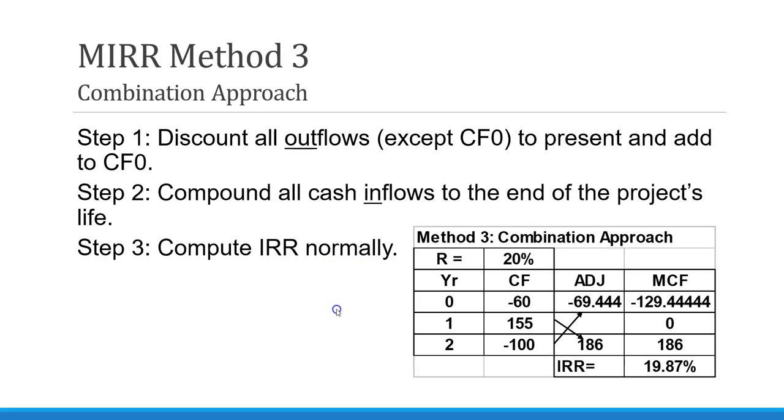In the third method, we do a combination of both. So we discount the outflows to present and add them to year zero, and then we compound all inflows to the end of the project. Then we compute the internal rate of return normally.